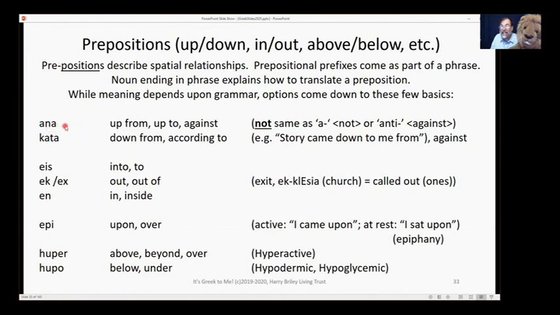The first word is ana. Ana means up from, or up to, or you might say even up against, but it has the sense of up. It's tricky when there are other prefixes that look very similar. One of them is the prefix a, which means not. So catharsis means clean. Acatharsis means not clean or unclean. If there is an a in front of a word that starts with n-a, you can see where the confusion comes in. Is it ana, or is it with a word that starts with an a?